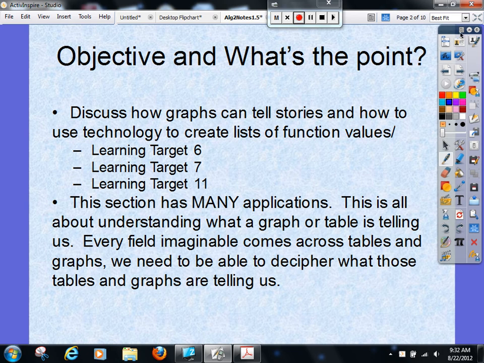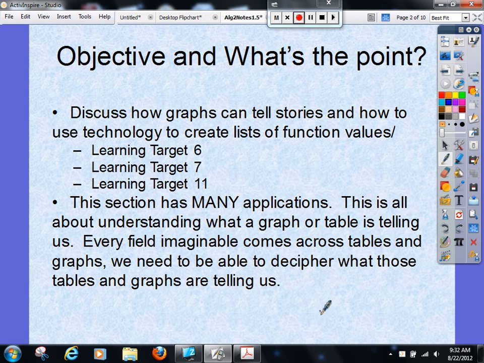Here we go. Objective and what's the point? In this section, we are going to discuss how graphs can tell stories and how to use technology to create lists of function values. The technology part, we should have already gone over in class by the time you watch this video. It's about creating a table on your graphing calculator.